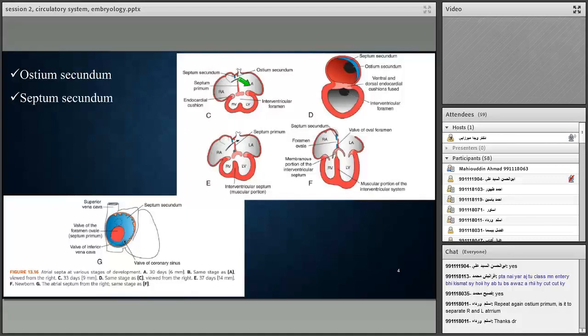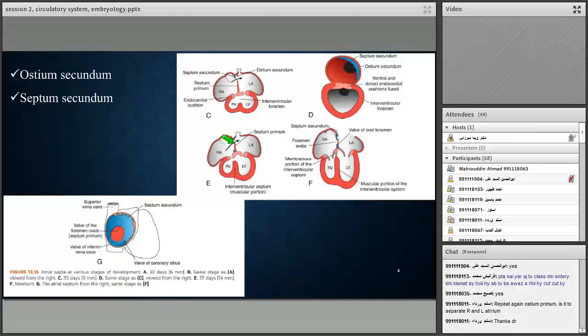Okay? The blood will enter the left atrium from the right atrium through the ostium secundum. When the lumen of the right atrium is expanding, look at here, we can also see the ostium secundum. And these are the endocardial cushions, growing toward each other. And here also we can see the ostium secundum.